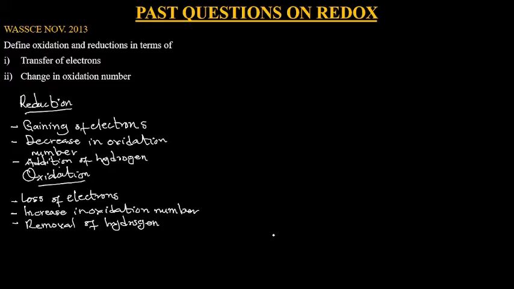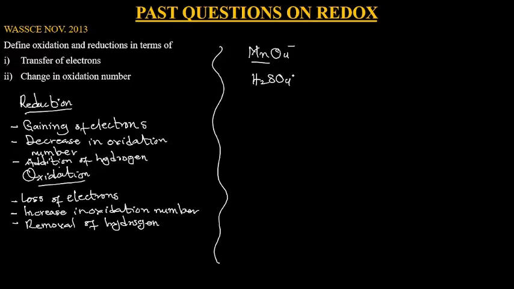Okay, now you also find questions where you are asked to calculate the oxidation number. So for example, you will be asked to identify the oxidation number of manganese in MnO4 minus. So you have manganese where you have to identify its oxidation number, right? Or you can be given a species like H2SO4, where you've been asked to identify the oxidation number of sulfur. Now, before you do that, there are some quick things for you to remember.